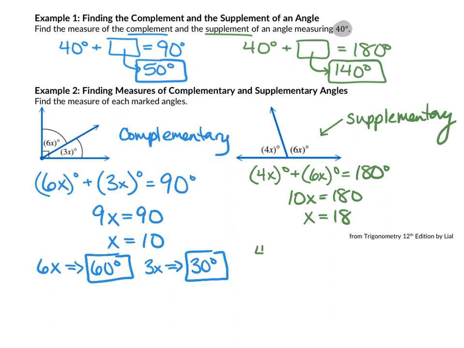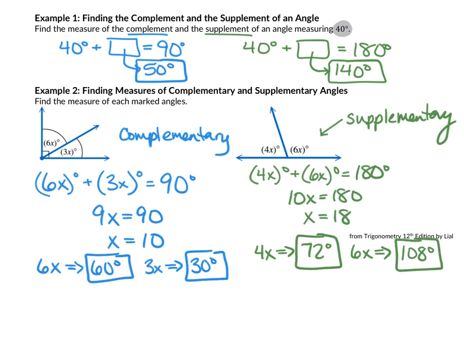So that means that our 4x angle would be how many degrees? 72 degrees. And our 6x angle would be, if you don't know how to multiply that in your head, because I didn't either, I just did 180 minus 72 in my head, and I got 108. Because they're supplementary, so they have to add up to 180.